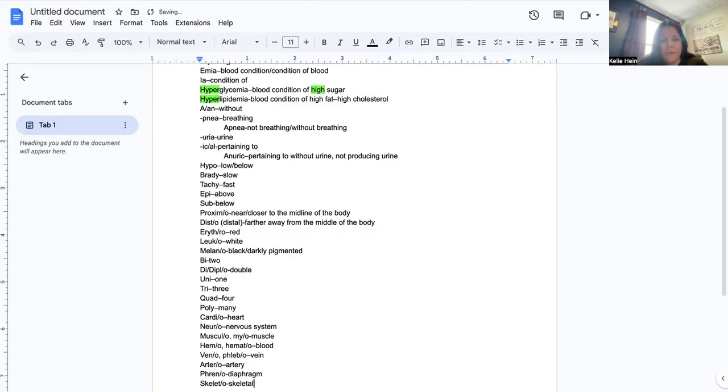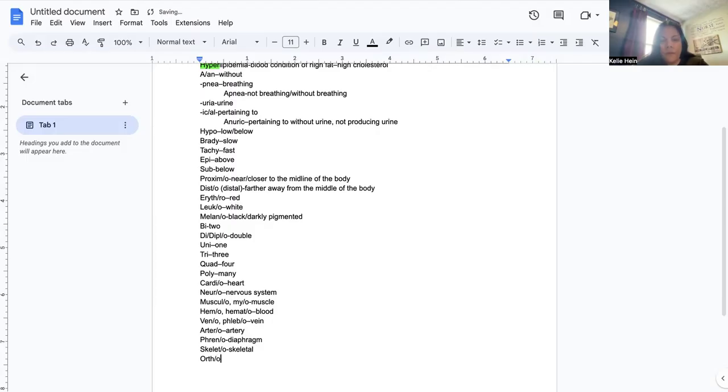Now, ortho is going to be your musculoskeletal system, and that's why I wanted to break those apart like that. Ortho is your musculoskeletal system in general. So an orthopedic physician, that's what they're going to do. It's pertaining to, because remember ic, right? And so that is going to be musculoskeletal. If you're talking about them together, typically we're going to use ortho.